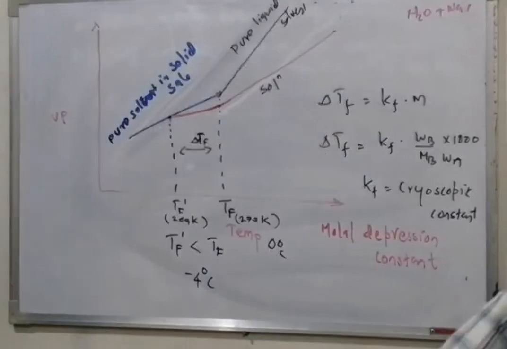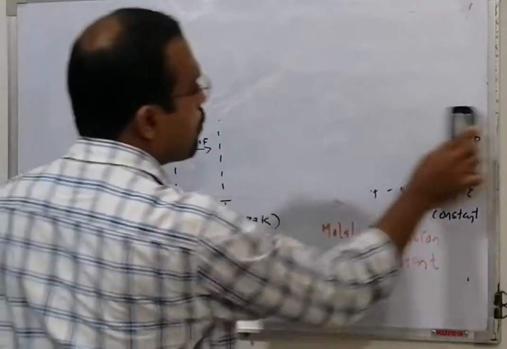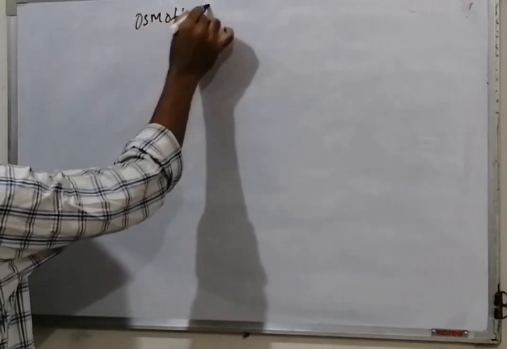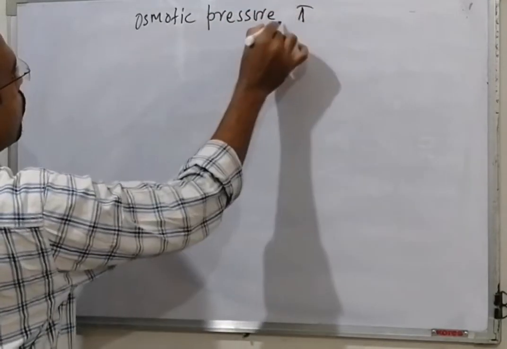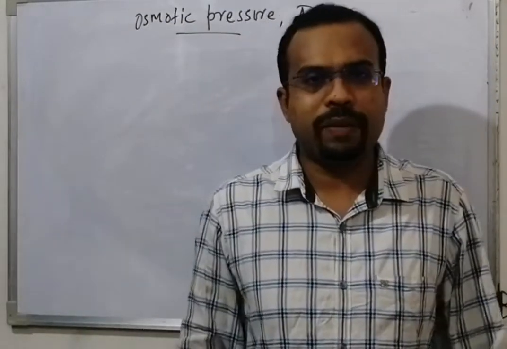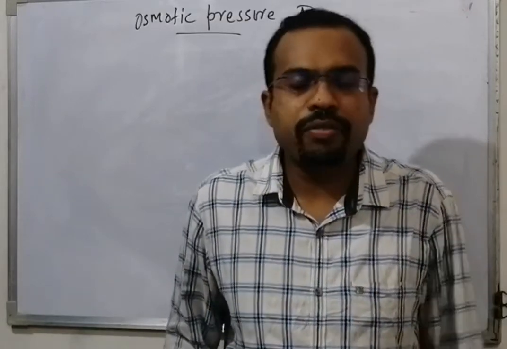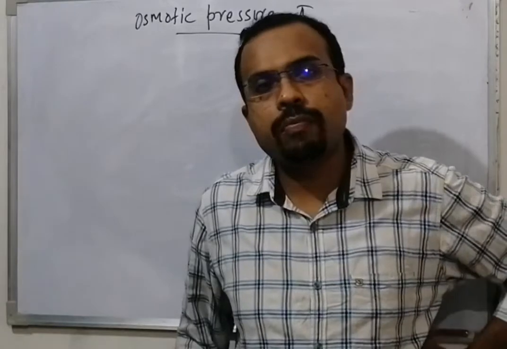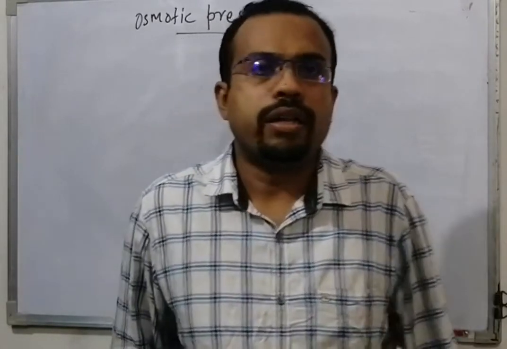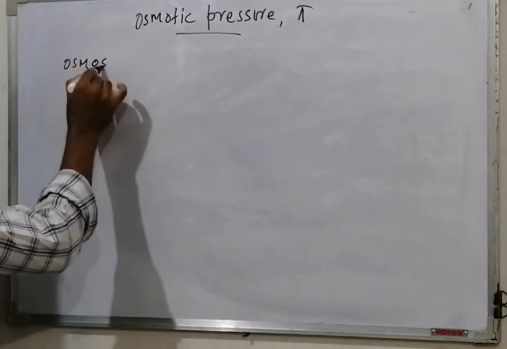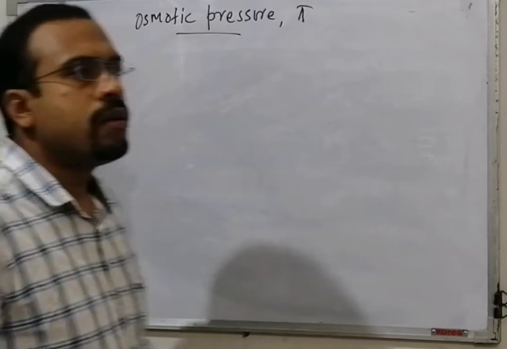Okay, students, let us go to the next colligative property, that is osmotic pressure. So far we have discussed vapor pressure. Vapor pressure is a different idea, where the pressure upon a solution or any liquid is produced by the vapors of the solvent. Osmotic pressure is a different idea. Before going to osmotic pressure, you have to learn what osmosis is. You learned this in biology.